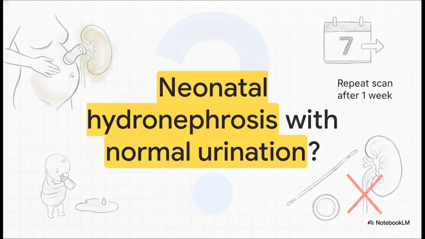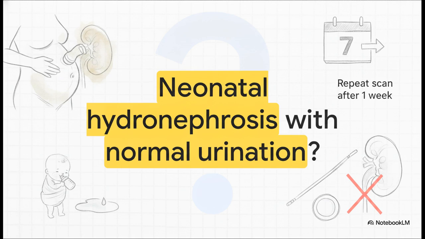On an antenatal gynecologic ultrasound, right-sided hydronephrosis is detected. Postnatally, the child took 1 feed, and the attending nurse notes the child has passed urine 1 time. What should be the next step? Option A, do nothing. Option B, repeat scan after 1 week. Option C, DJ stenting. Option D, percutaneous nephrolithotomy. Or option E, none of the above.